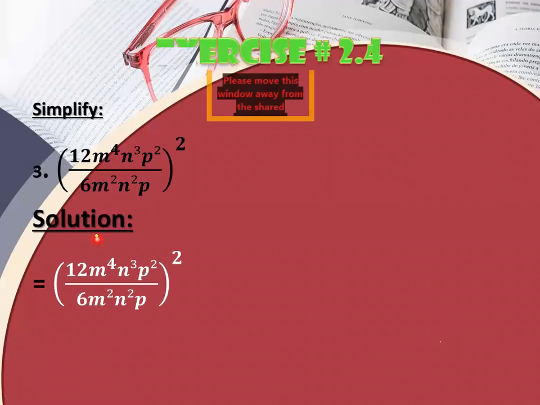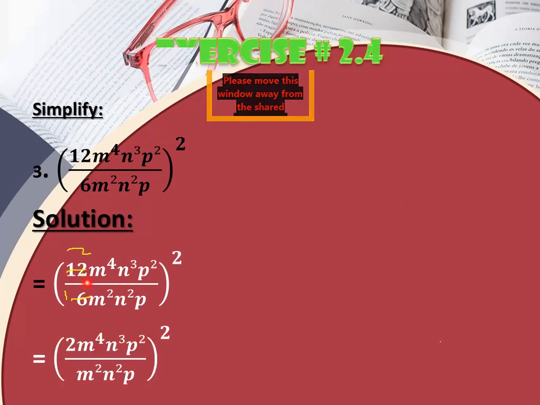Now you will write down the heading of solution here, and then write down the expression as it is. Now, as you have 12 and 16, first you will reduce it. 6 into 1 is 6, and 6 into 2 is 12. Now what will be left here? In the next step, you will write 2, m4, n cube, p square, over m square, n square, and p. Understand? You will simply copy it down as it is.